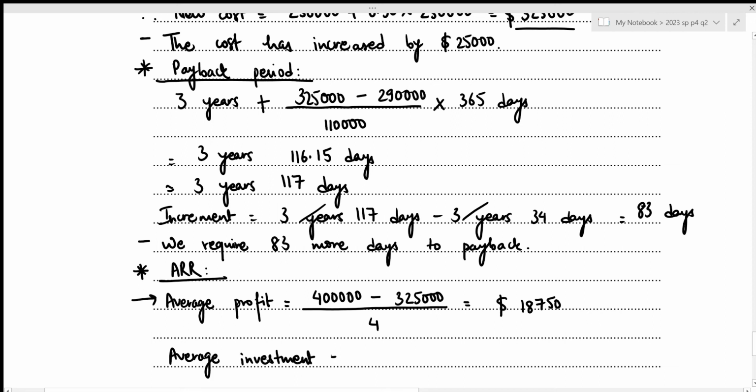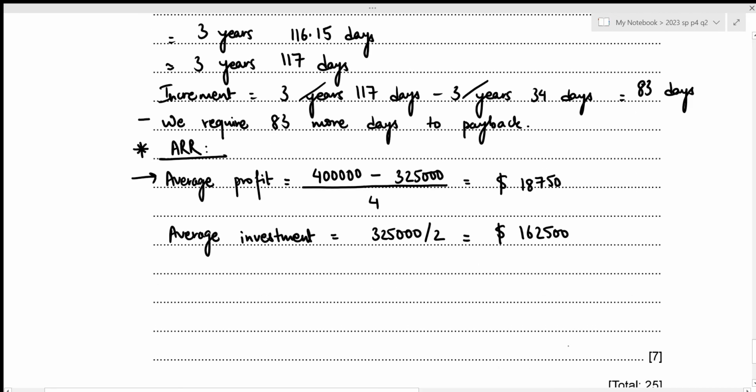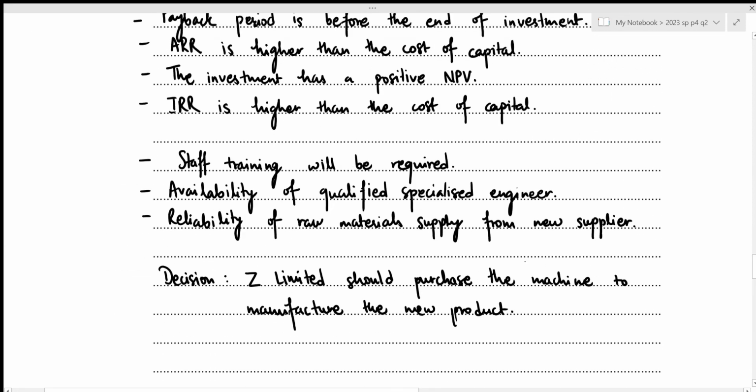Now the average investment is just the initial outlay divided by 2. And in this case, our initial outlay is 325,000 divided by 2, which results in the average investment to have the value of 162,500. Now we can easily figure out our accounting rate of return. That is just the average profit of 18,750 divided by the average investment of 162,500 times 100%, which results in the value of 11.54%.